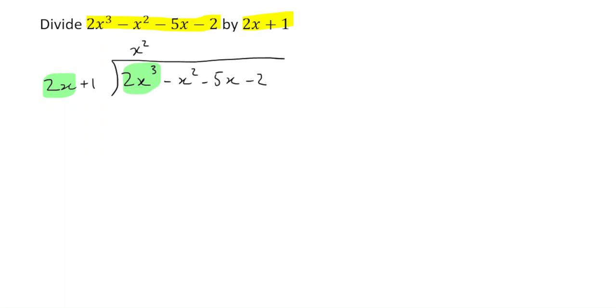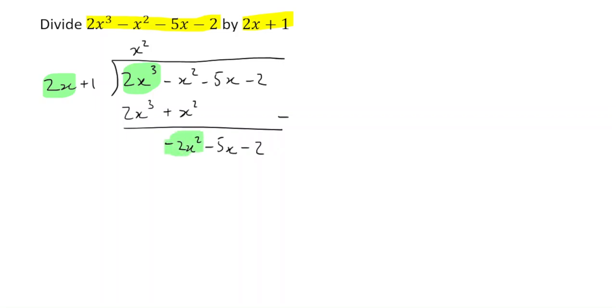We take that x squared and we multiply it through by 2x plus 1. We do that, 2x cubed plus x squared. And we subtract off. 2x cubed minus 2x cubed is 0. Minus x squared minus x squared is minus 2x squared. Minus 5x and minus 2. Okay? Minus 2x squared then becomes our leading term.